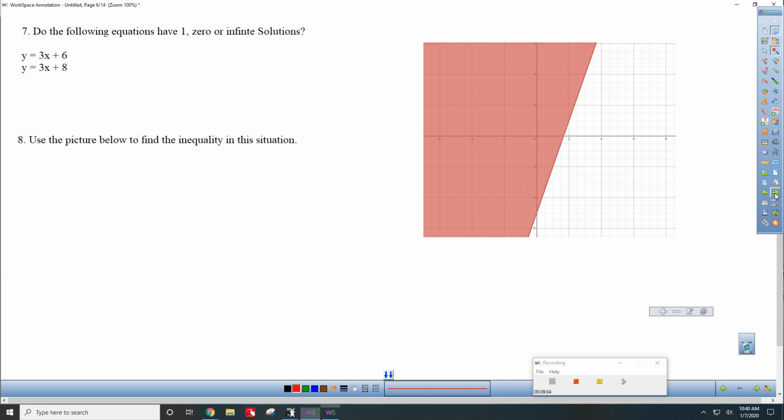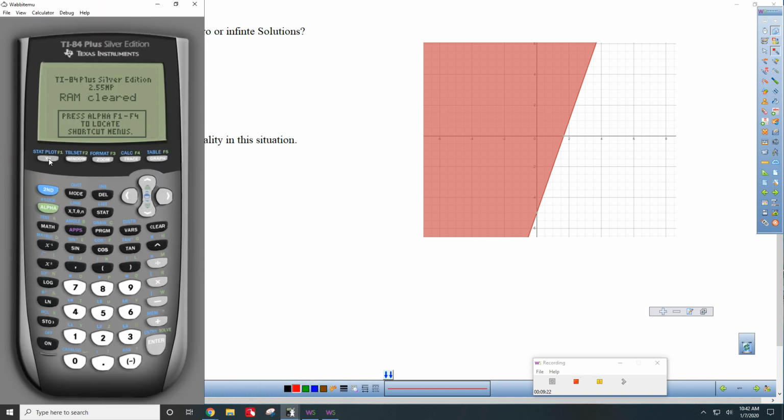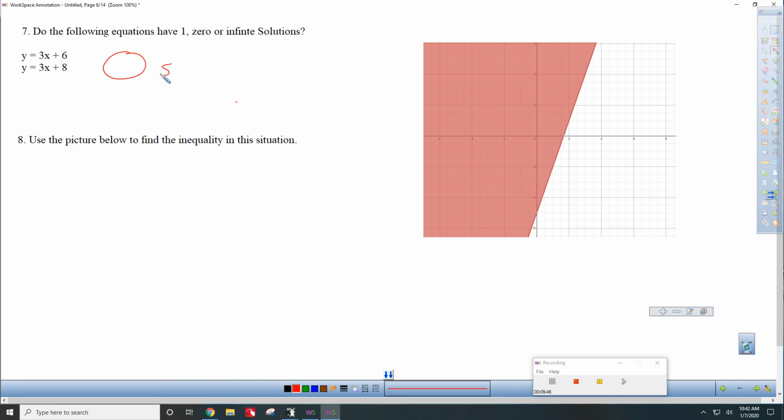Do the following equations have 1, 0, or infinite solutions? Y equals 3x plus 6, y equals 3x plus 8. Let's put them in our graphing calculator and take a look. You might already know the answer. If so, that's great. The answer is no solutions. Good, Adrian. Those lines are going to be parallel, so they're never going to touch each other. The answer is 0 solutions. Okay?